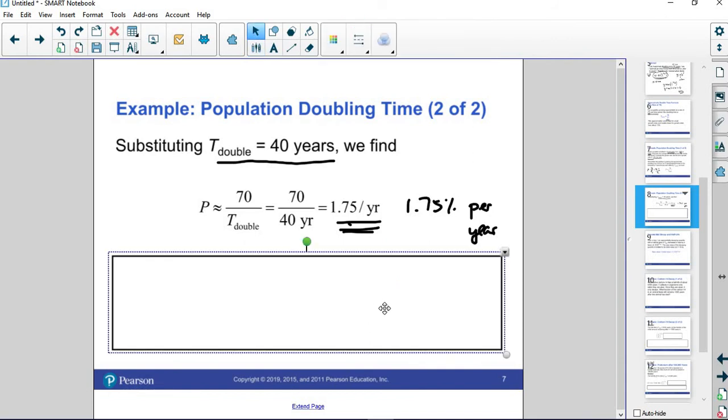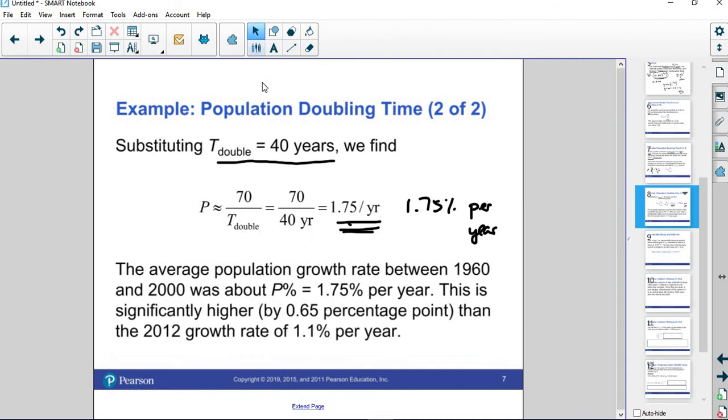Okay, how does that compare? Well, obviously that's a little bit more than the 1.1% per year that was happening in 2012. So the growth rate slowed down. I think we've known that for a little while. And so there you go. That's the way you use the doubling time approximation. And I will tell you whether to use the rule of 70 or to figure it straight out. Okay, don't use the rule of 70 unless I tell you to. Okay?